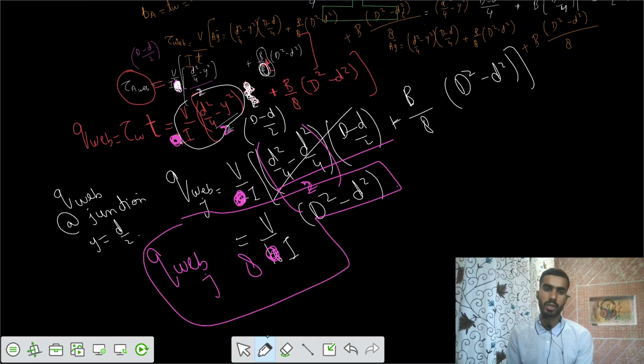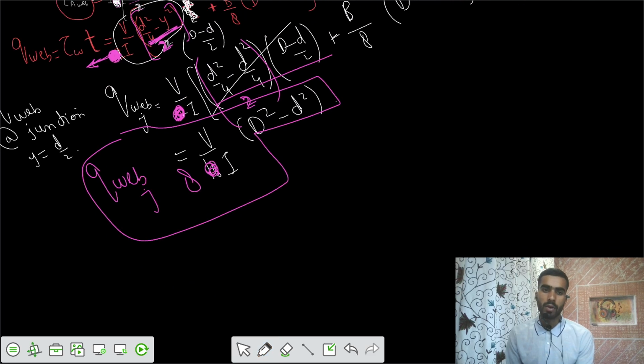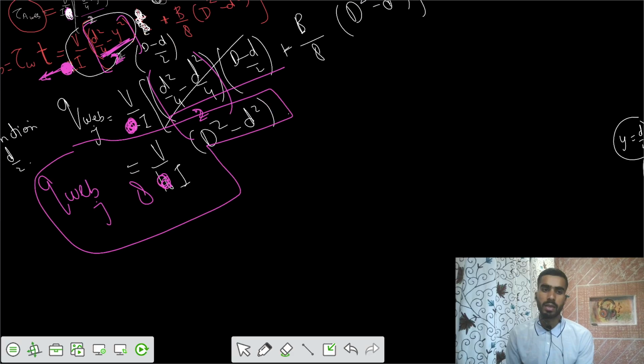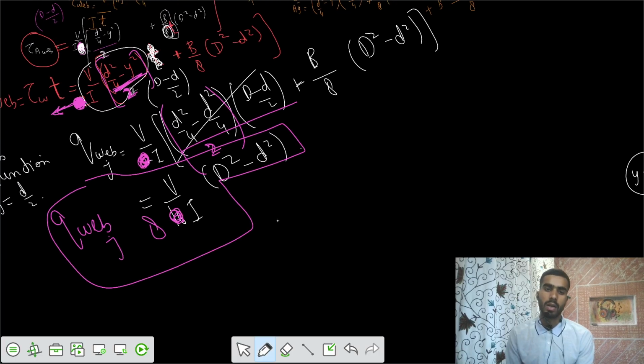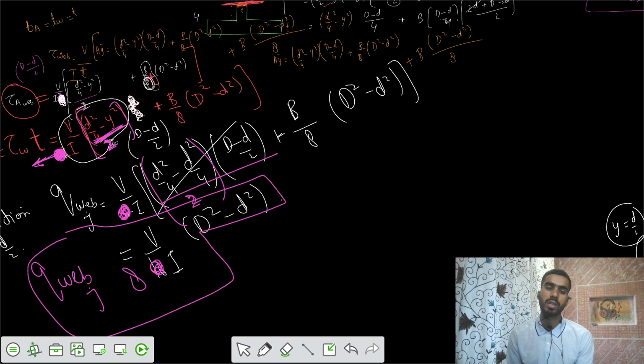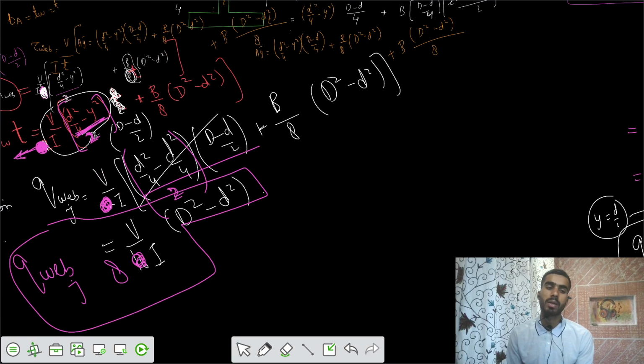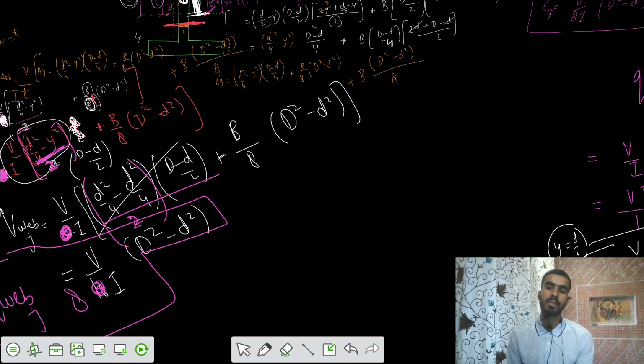There was a correction error here. This 2 should not be outside; it belongs with the first term. So based on this calculation, we had the shear flow in the web as V by 8I (D squared minus d squared). Now check what the shear flow at the junction is, but from the top side, that is from the flange side.